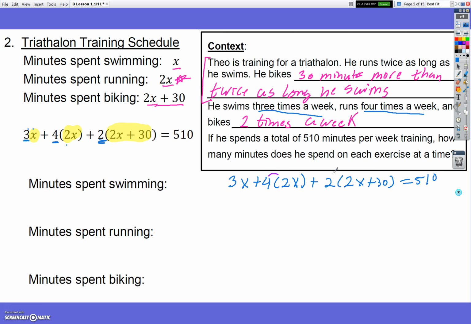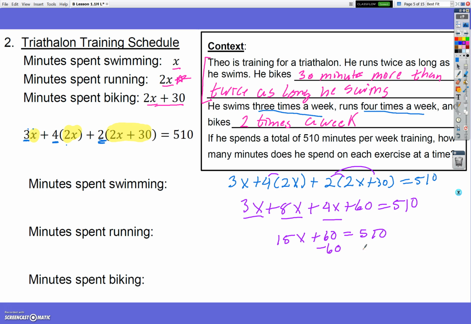So first I'm going to distribute to get 3x plus 8x plus 4x plus 60 is equal to 510. Now I'm going to combine like terms. This will give me 15x plus 60 is equal to 510. I'm going to subtract 60 on both sides to get 15x is equal to 450. I'm going to divide both sides by 15 to get x equals 30.